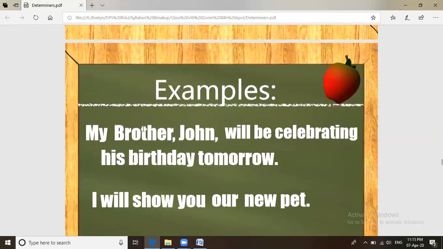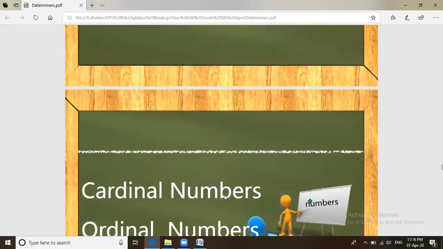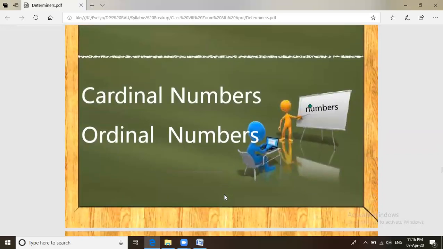The examples are: my brother John will be celebrating his birthday tomorrow. I will show you our new pet. So in the first sentence, my and his are the possessive determiners, and in the second sentence, our is another possessive determiner. Okay, so next we come to the cardinal numbers.